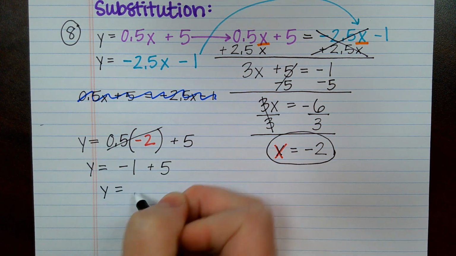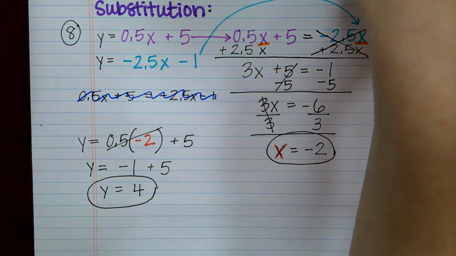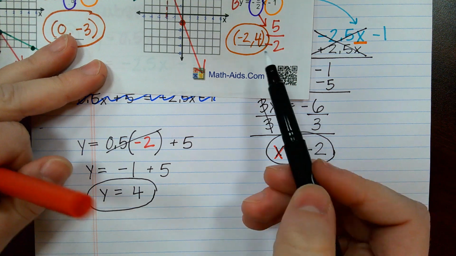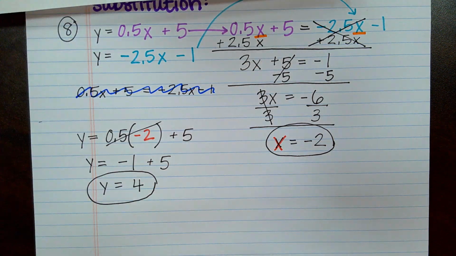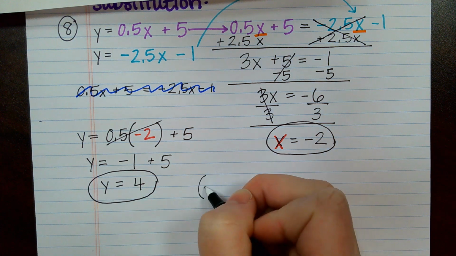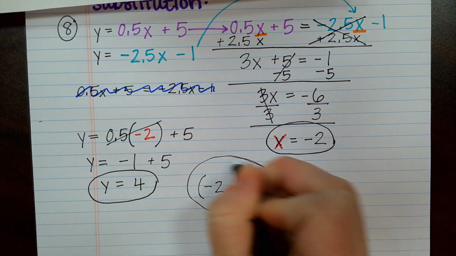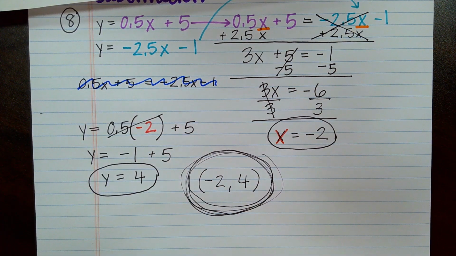And y equals 4. Which one did we just do? We just did number 8. And look at that, x is negative 2, y is 4. We're doing it, guys. So our answer is (-2, 4) in parentheses. That's our coordinate. Don't forget that last part, writing it as a coordinate. That's important.